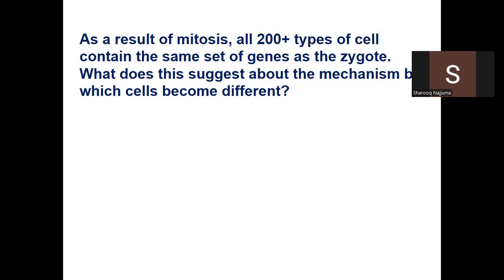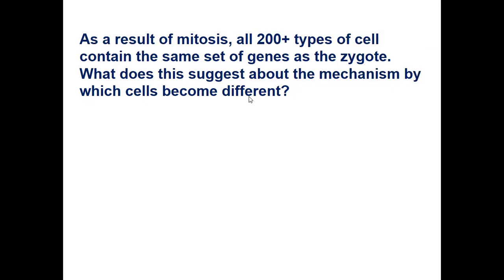So we are having a question here that as a result of mitosis, all 200 plus types of cell contain the same set of genes as the zygote. What does this suggest about the mechanism by which cells become different? So here they are trying to tell you, when you look at all the different cells in your body, they all have the same genes. Look at the cells in your eyes, the cells in your tongue, the cells in your nose, the cells in your liver. They all have the same genes. They all came from the same zygote, meaning they are genetically identical. But how come they are different?